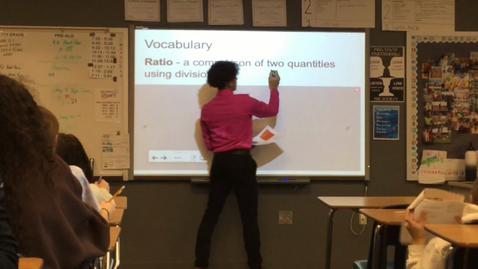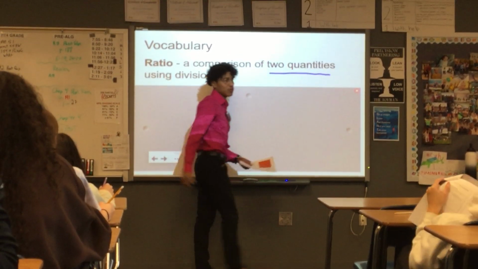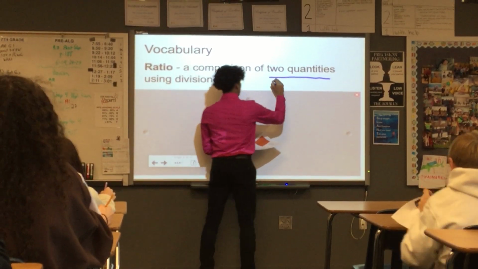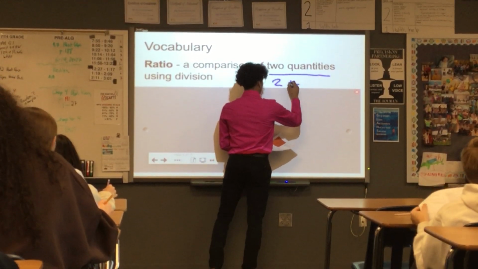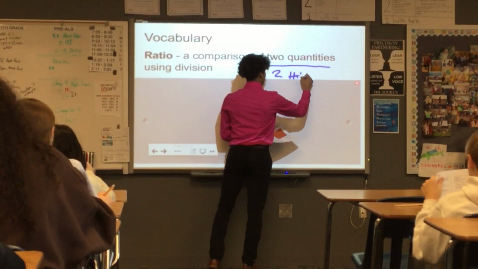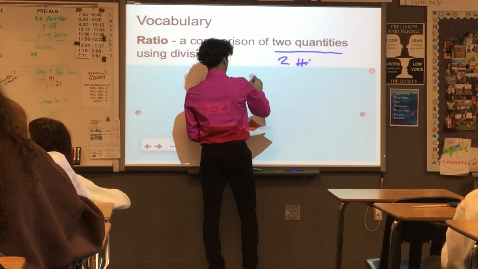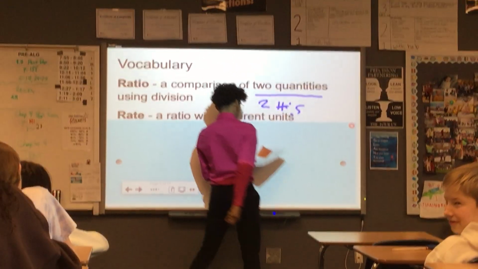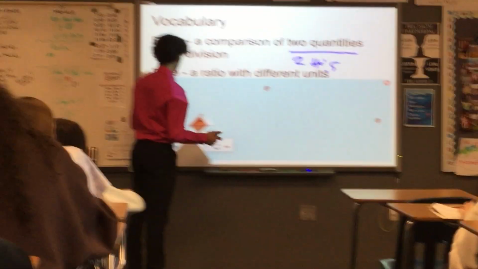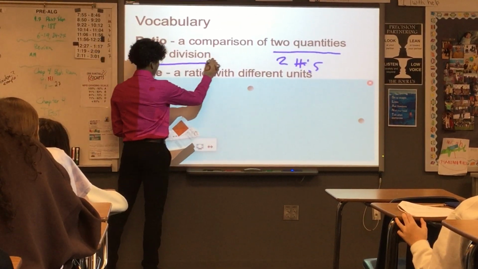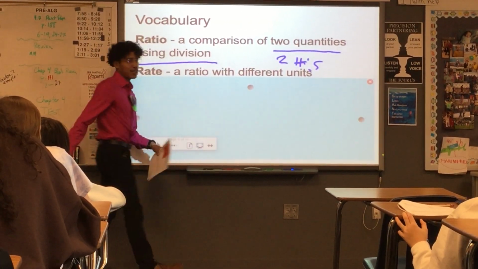So two quantities, right? Okay, good. Which means we're going to have two numbers, using division. So it's going to tie into fractions, so what we've learned.